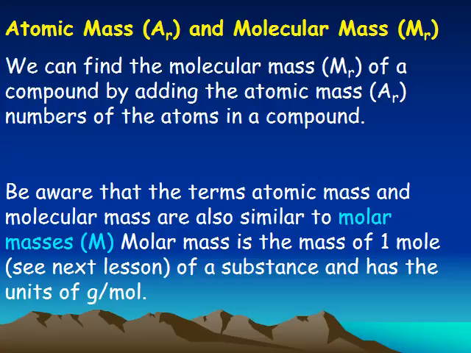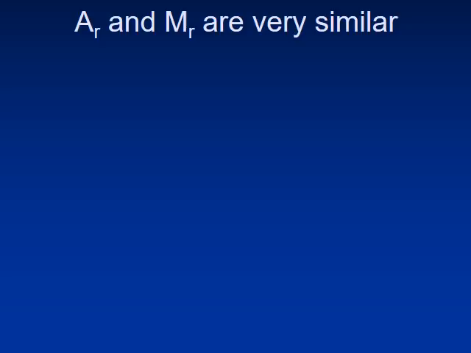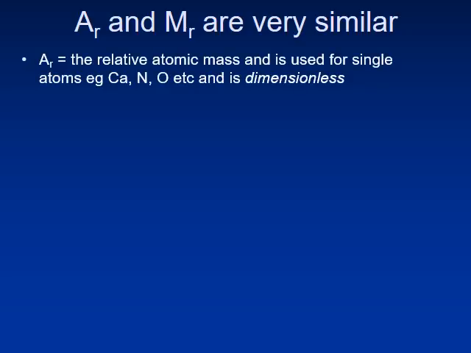So let's go through a very quick example of how to calculate the molecular mass from the periodic table and relative atomic masses. The relative atomic mass and the relative molecular mass are very similar concepts. The relative atomic mass, AR, is used for single atoms, for example calcium, nitrogen, and oxygen, etc. And this is dimensionless, meaning it has no units.